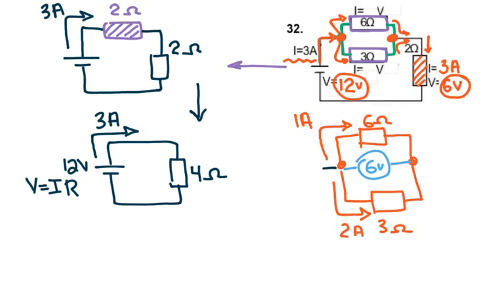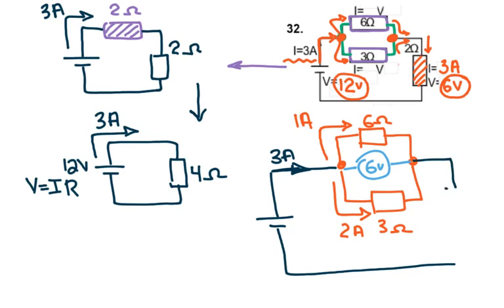So there were 3 amps coming from the battery. Then again 3 amps united and went through this resistor, and you lose 6 volt either way you go, this resistor or that resistor, and then you lose another 6 volt on this resistor, and you lost all 12 volt through each resistor. So the current through the top resistor is 1 amp.